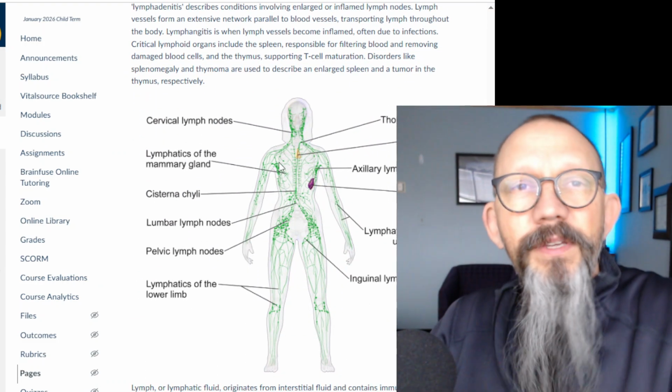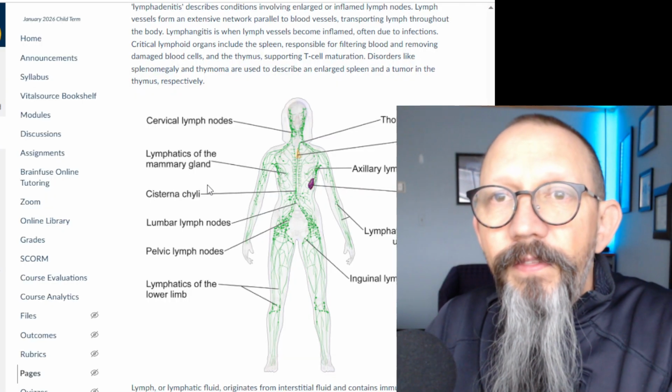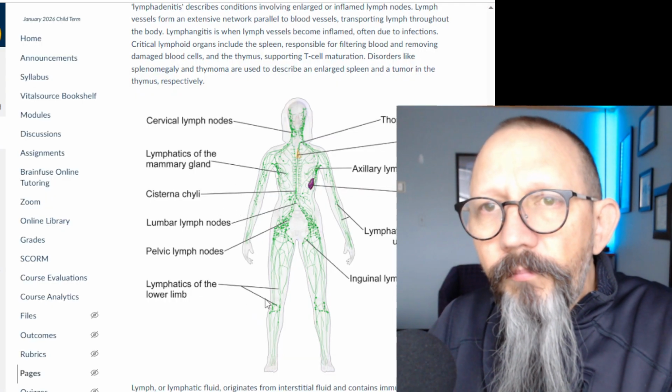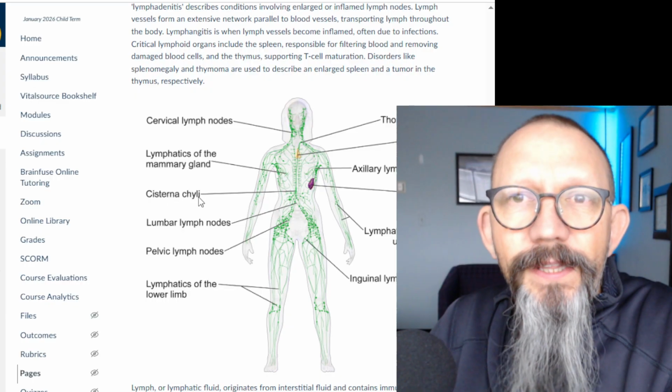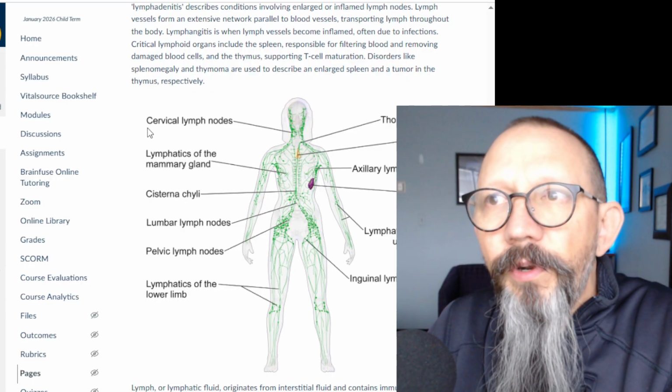They have the thymus, a big one in the middle. That's the T cells, right? Thoracic duct on the left and the lymphatic duct on the right. Cisterna chyli, that's a weird word, right? So let's go to the pronunciation of each one of these words.